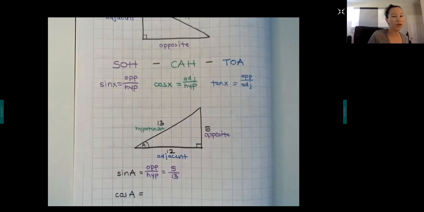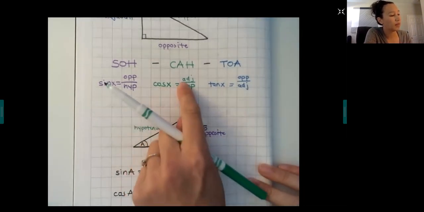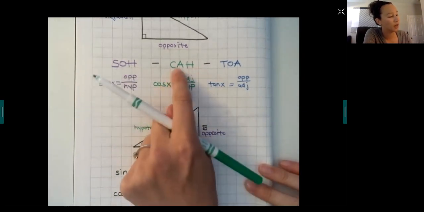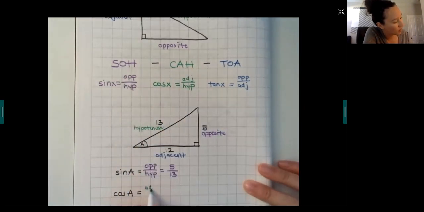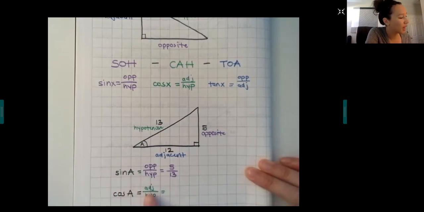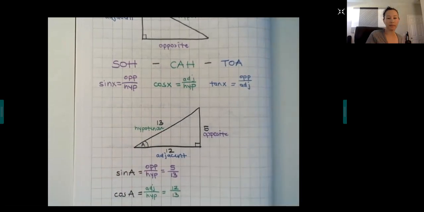Okay, if we wanted to find the cosine of A, cosine, we divide the adjacent by the hypotenuse. That's CAH. So cosine equals adjacent divided by the hypotenuse. Again, super easy since we've labeled our sides. The adjacent side here is 12 over the hypotenuse, which is 13.